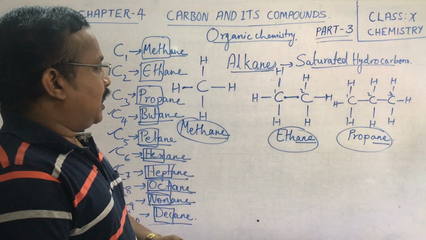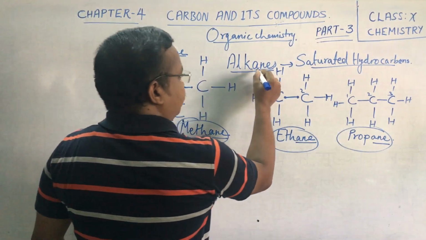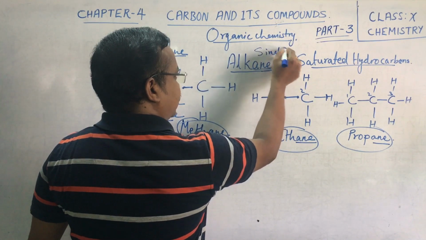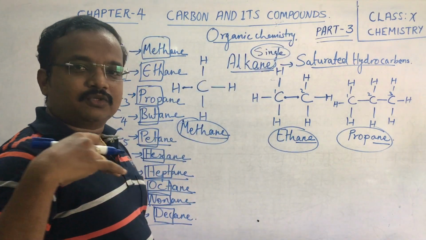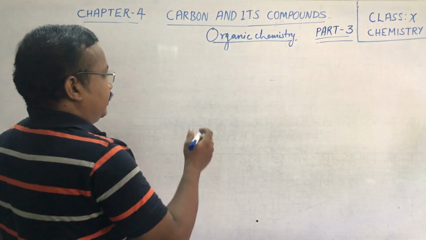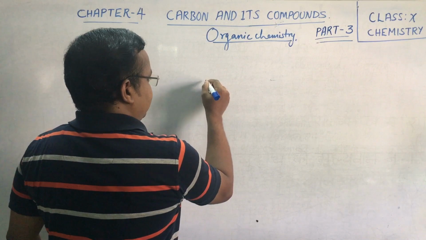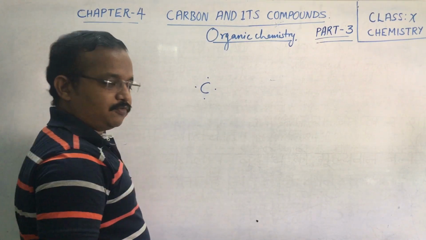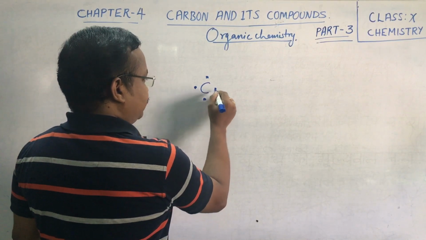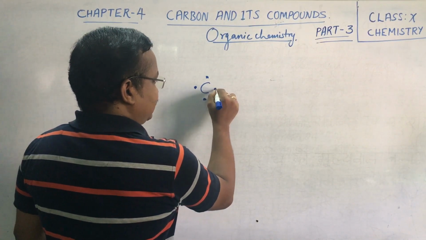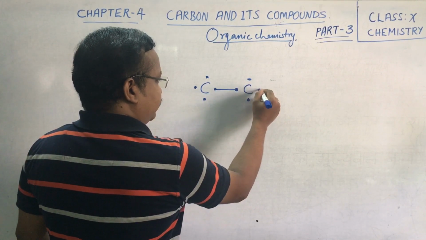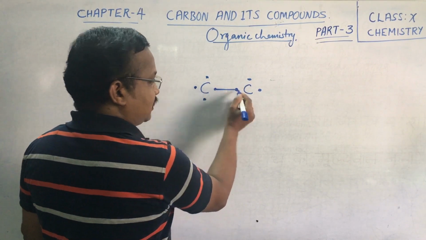Now, as I told you, ANE is for a single bond. Correct? Now, there are also other types of hydrocarbons. Let me explain. Children, listen here. There are 4 valencies for a carbon, that is 1, 2, 3, 4. Now, this carbon attaches to another carbon. It is sharing the electron with another carbon singly. This is a single bond.